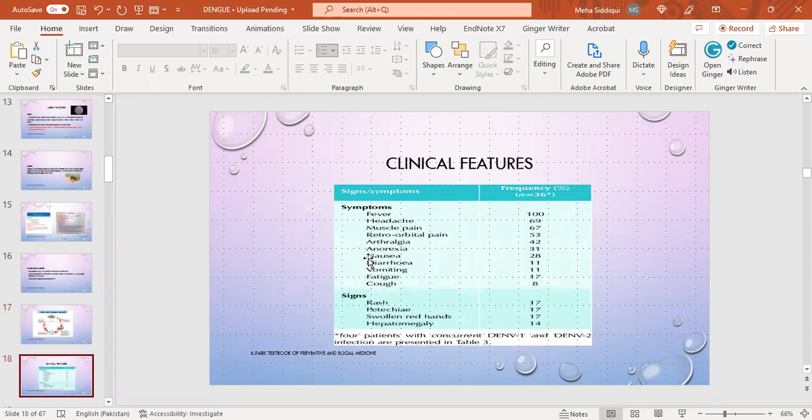Clinical features. These are the common signs and symptoms: fever, headache, muscle pain, and in dengue fever there is such severe muscle and bone pain that it is called bone breaking fever. Then we have retroorbital pain, arthralgia, anorexia, nausea, diarrhea, vomiting, fatigue, cough, and the signs we see are rash, swollen red hands, and hepatomegaly.